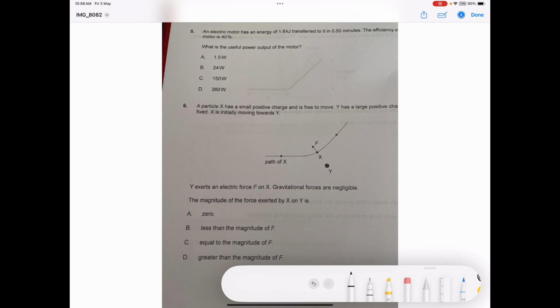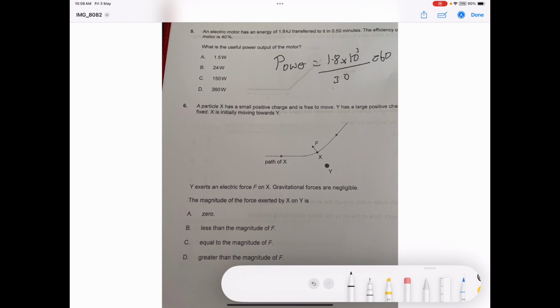Okay, number 5. An electric motor has an energy of 1.8 kilojoules transferred to it in half a minute. The efficiency of the motor is 40%. What's the useful power output of the motor? Okay, so the power then is just going to be the energy divided by the time. So the power is equal to 1.8 by 10 to the 3 divided by 30. That's equal to 60.